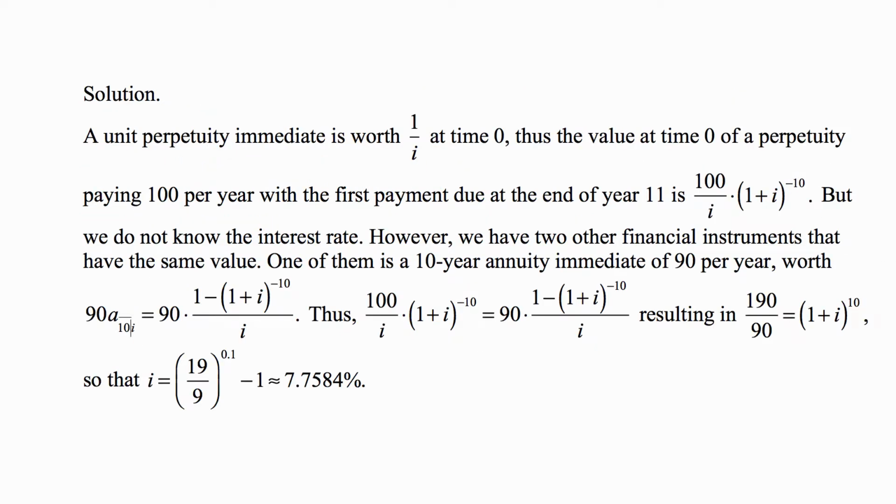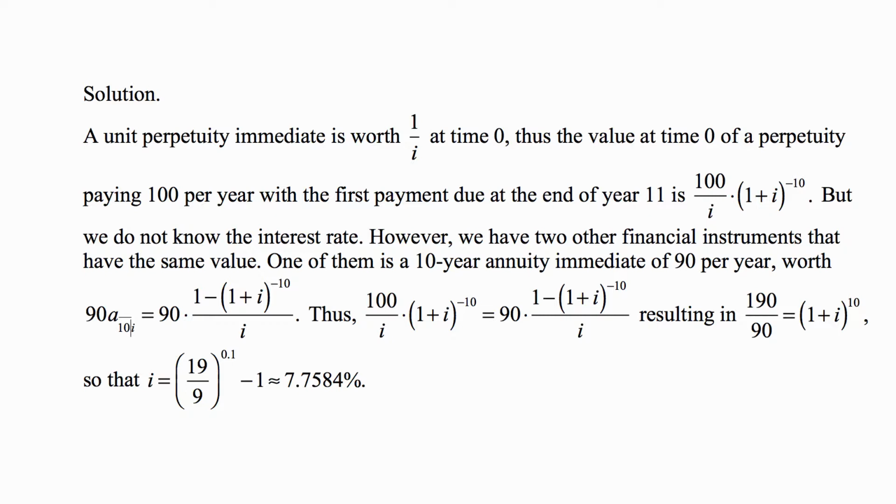So a unit perpetuity immediate is worth 1 over i at time 0. Thus the value at time 0 of a perpetuity paying $100 per year with the first payment due at the end of year 11 is 100 over i. That's the value of that perpetuity at time 10, which is the beginning of the year for the payment that comes at the end of that year at time 11. Time 10 is the beginning of that year. So that the value at time 0 is 100 over i times (1 plus i) to the negative 10. But we don't know the interest rate.